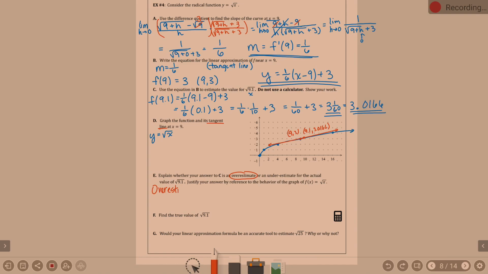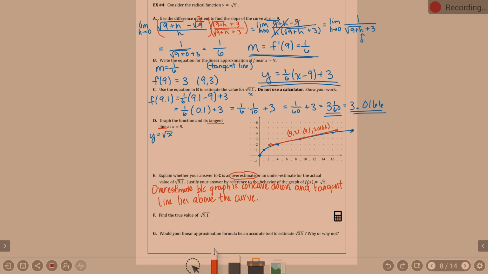So overestimate, because graph is concave down, and tangent line lies above the curve. Okay.